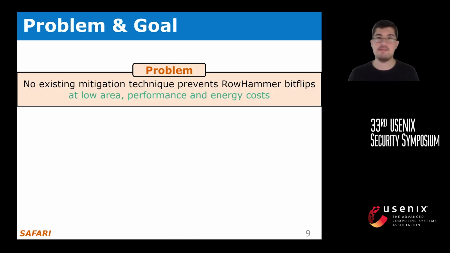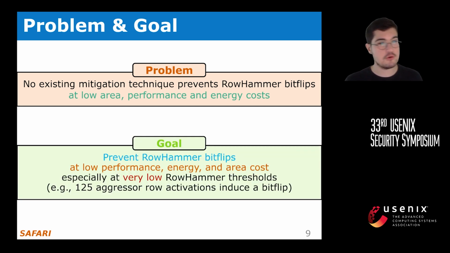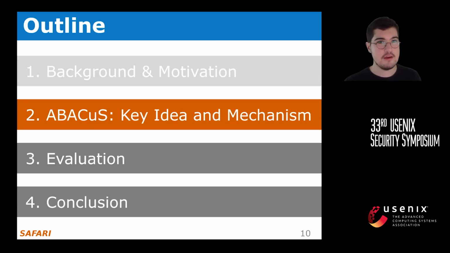We find that no existing preventive refresh-based mitigation technique prevents RowHammer bit flips at low area, performance, and energy costs. Therefore, our goal is to enable a solution with low area, performance, and energy cost, especially at very low RowHammer thresholds, where activating a row 125 times can induce a bit flip. To this end, we developed ABACuS.